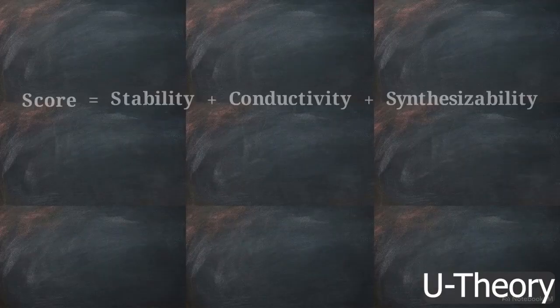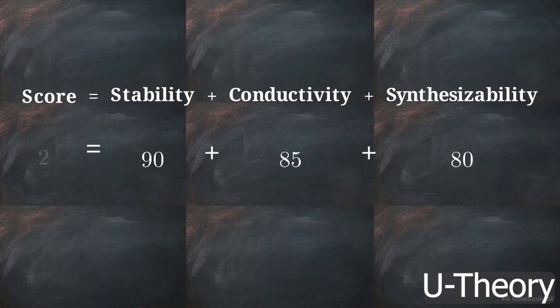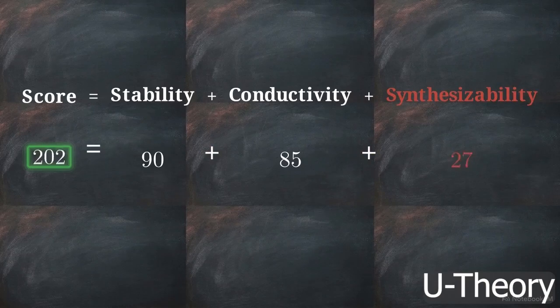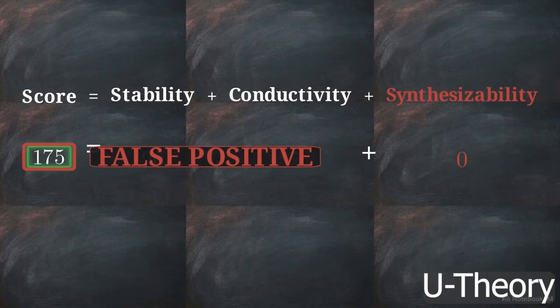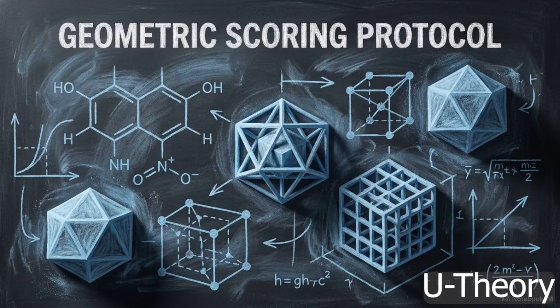In a standard additive equation, a model weights variables like stability, conductivity, and cost, summing them to a high total score. But the math compensates. If a material is cheap but impossible to synthesize, high scores mask the failure, greenlighting a false positive. The Triadic Chemistry specification, or TRC, provides a mathematical correction to this architectural blind spot.